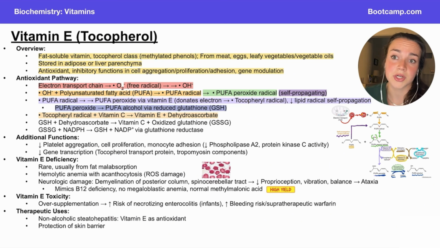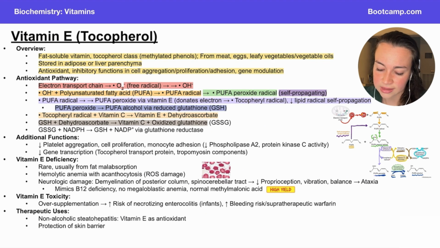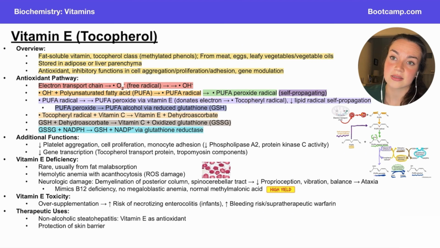And then how do we replenish our vitamin C now? Well, with the help of reduced glutathione, we can have a reaction between the reduced glutathione and the dehydroascorbate, replenish our vitamin C, and that leaves us with oxidized glutathione. And we replenish the reduced glutathione from the oxidized glutathione with the help of NADPH via glutathione reductase. All right, so that was a lot about the antioxidant side of vitamin E.